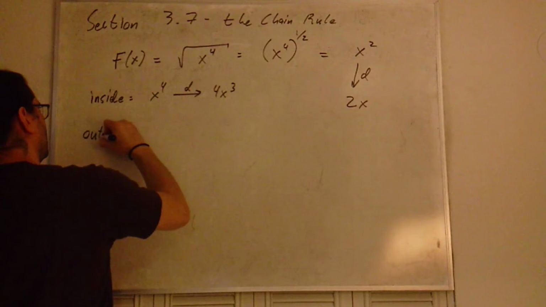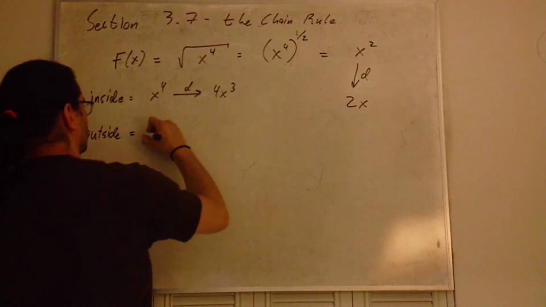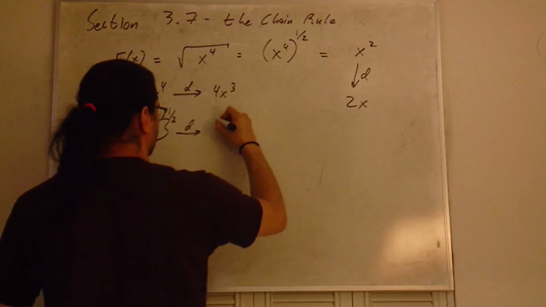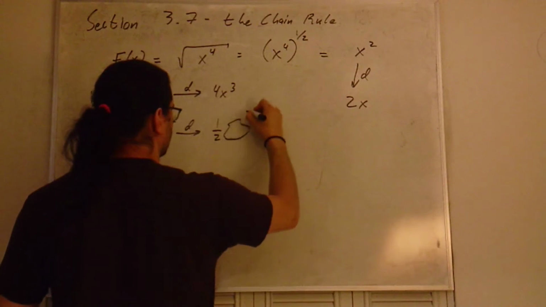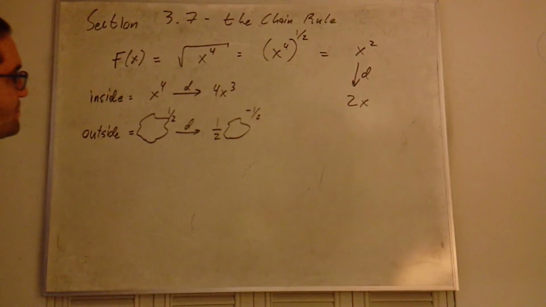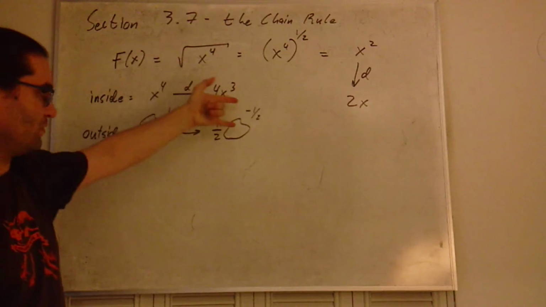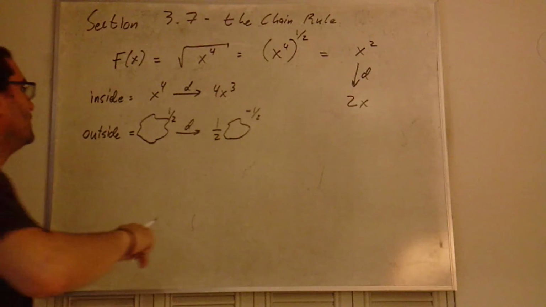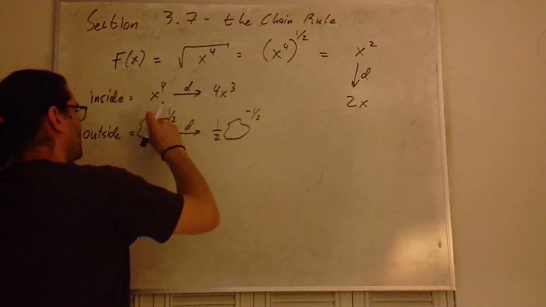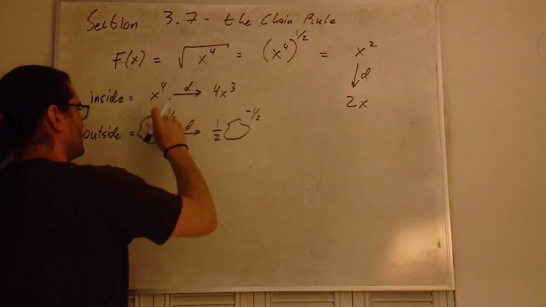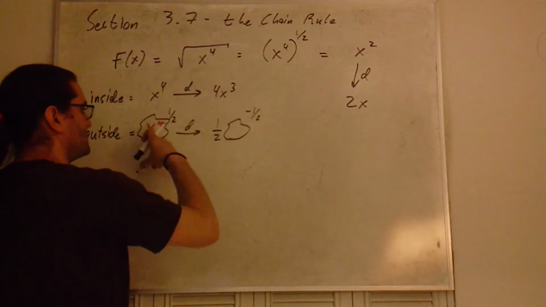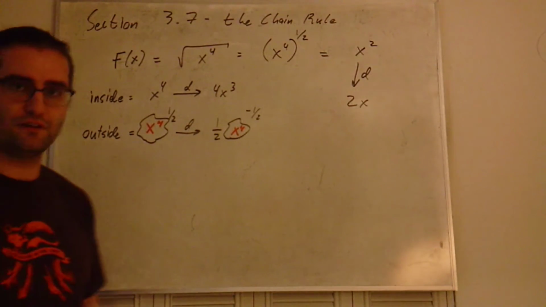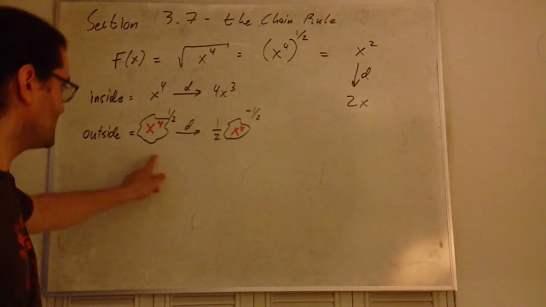The outside function is something to the 1/2, and the derivative of that is 1/2 somethings to the negative 1/2. These are just from the power rule. But again, we should be extremely careful to remember that the blob never changes. This was an x to the fourth in the original function. It's got to stay an x to the fourth when we do that outside derivative. Blob doesn't change. This blob is the same as this blob.